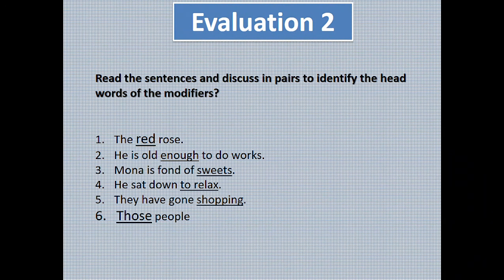Evaluation 2. Read the sentences and discuss in pairs to identify the head words of the modifiers. Head word. The red rose. What is the head word here? Rose. He is old enough to do works. Mona is fond of sweets. He sat down to relax. They have gone shopping. Those people. This is for your home task.